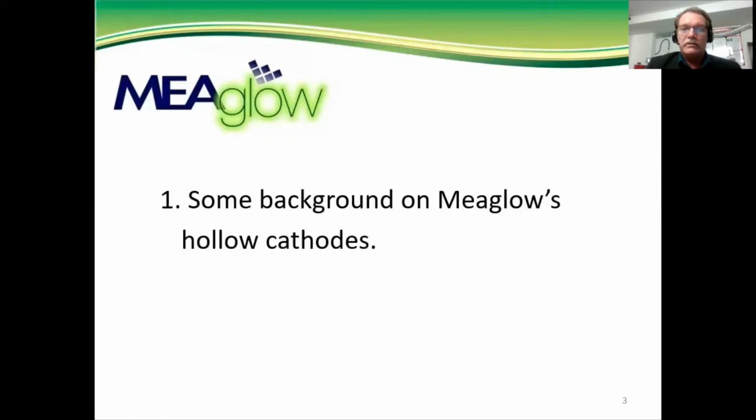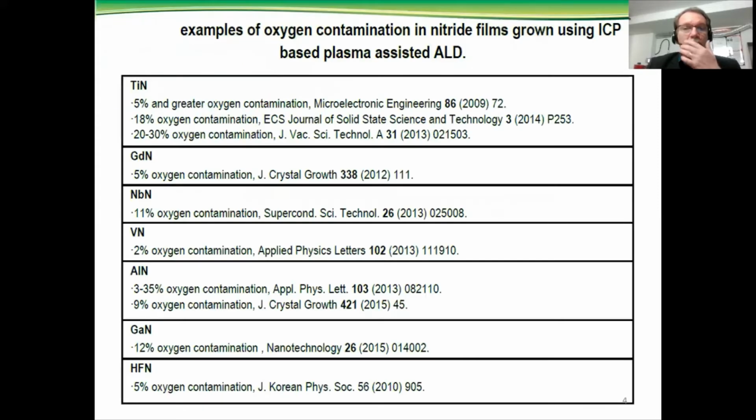So some background into our hollow cathodes. We developed them not for ALD, but for CVD applications where we were seeing a lot of oxygen contamination from a plasma source. And in the ALD community, they have had this problem of oxygen contamination in their nitride films. And some of that's because they're growing very, very slowly. And there are many sources of oxygen contamination.